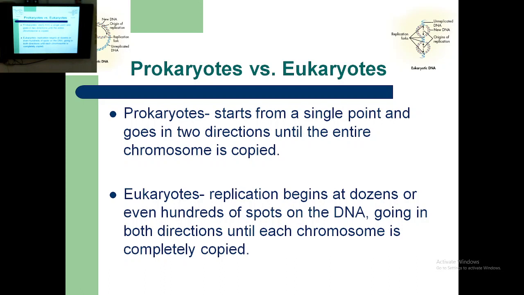So in prokaryotes the DNA replication starts from a single point and goes in two directions until the entire chromosome is copied, while the eukaryote replication begins at dozens or even hundreds of spots on the DNA, going in both directions until each chromosome is completely copied. So here in the eukaryotic, there are multiple replication forks and multiple replication bubbles, and here in the prokaryotic DNA, there is just one replication bubble with two replication forks. You have to understand that the prokaryotic DNA is circular DNA, while the eukaryotic DNA is linear DNA.